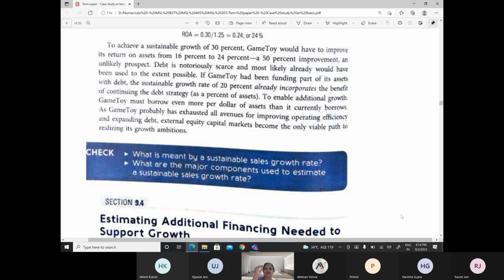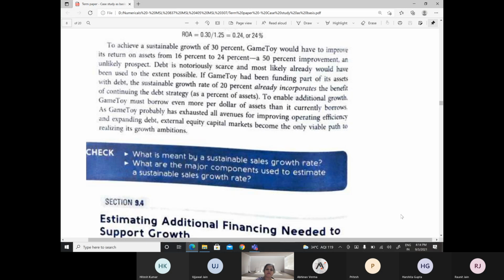Debt is notoriously scarce and most likely already would have been used to the extent possible. Now, Ronit, you know that in a startup, debt is almost not available only because neither do they have any sales, nor do they have any assets to put as collateral. So typically equity and retained earnings are all they have to finance their business. Okay.